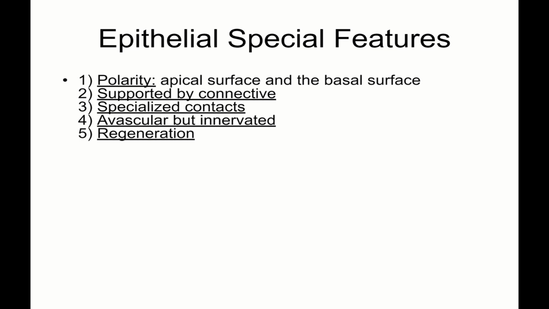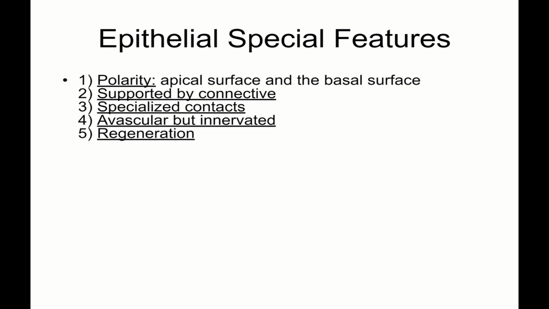Specialized contacts. This is where it is specialized to do different jobs and come in contact with different material, specifically material that's outside of the body. So epithelial tissue, because it's coverings and linings, is really going to come in contact with outside material that's foreign to the body, and so it has specialized contact to do that.